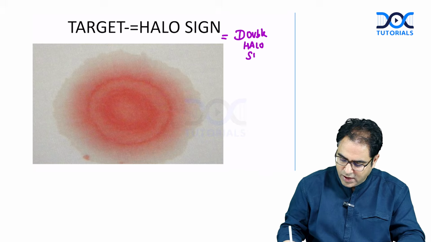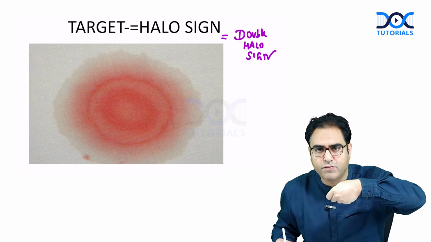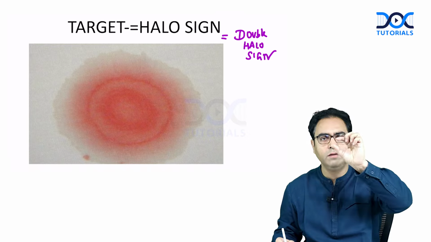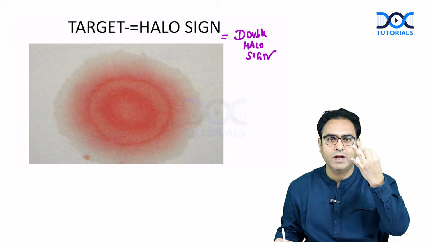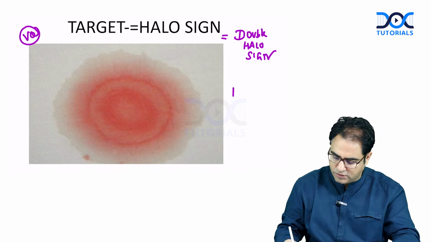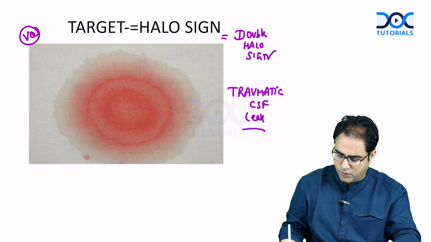Target sign, halo sign, or double halo sign. So you let one drop of CSF, which is mixed with the blood, fall on the filter paper and dry it. You will see the red spot of blood in the center. Around that, CSF halos are there. So target sign, halo sign, double halo sign is a very famous visual question also. And this is seen only in traumatic CSF leak. T for target, T for traumatic.